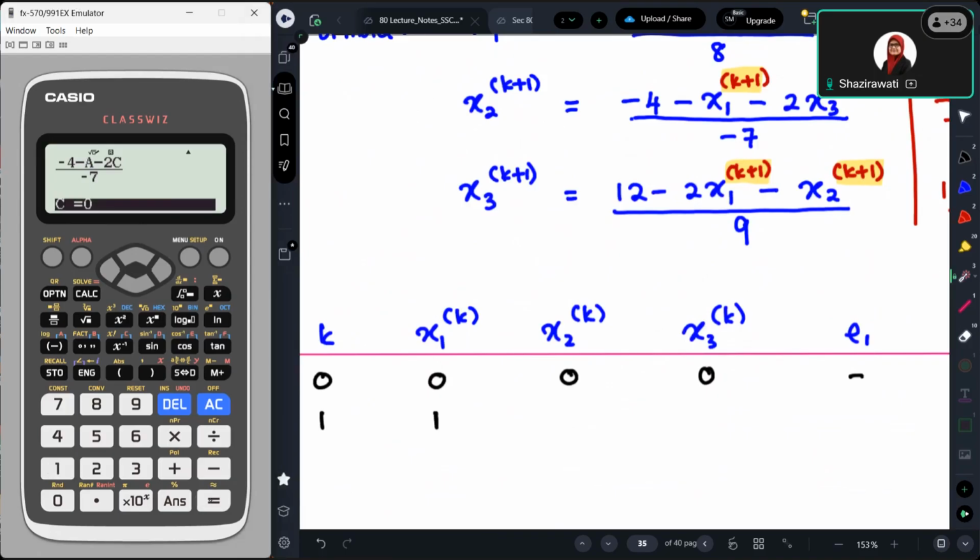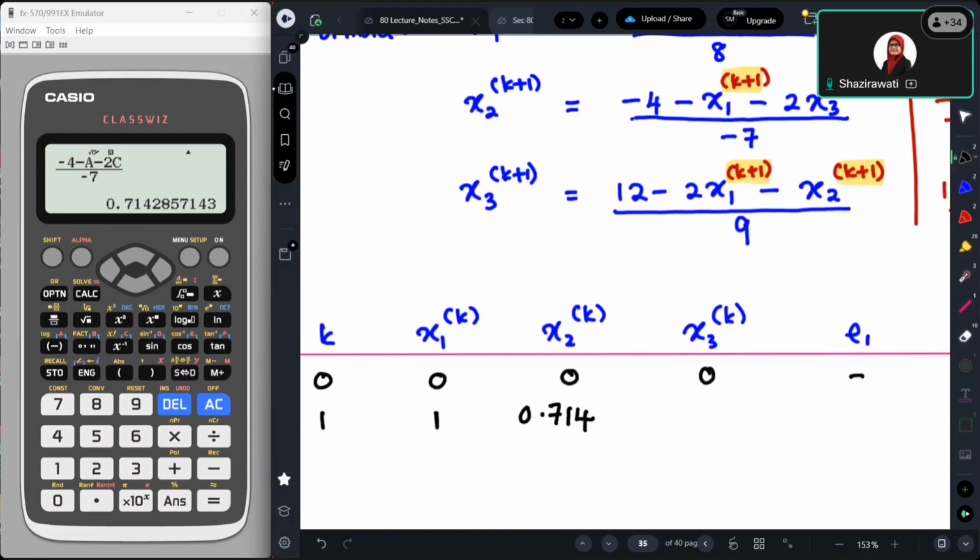C-nya, so C adalah X3. So kita belum ada. At the current iteration ni belum ada X3. So kita masih pakai yang previous. Okay, so X3 is 0. C sama dengan 0. So sama. So you have 0.714. Okay, soalan kata pakai 3 decimal. So kita ikut. Okay, so 0.714.